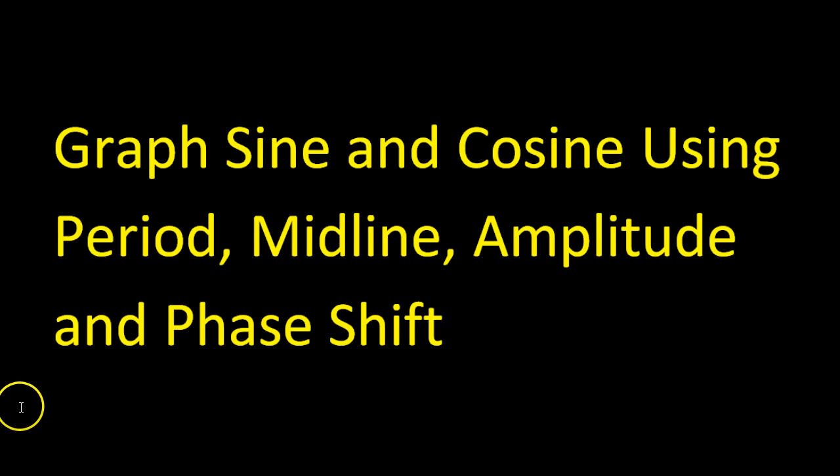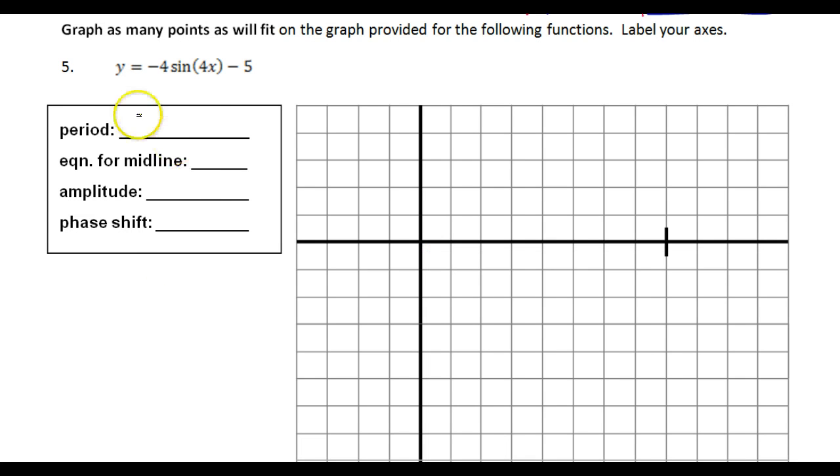In this video, we will be graphing sine and cosine using period, midline, amplitude, and phase shift. So let's graph problem number 5 here, and we're going to graph as many points as will fit on this graph. We're just going to fill up the whole graph and be happy about it.